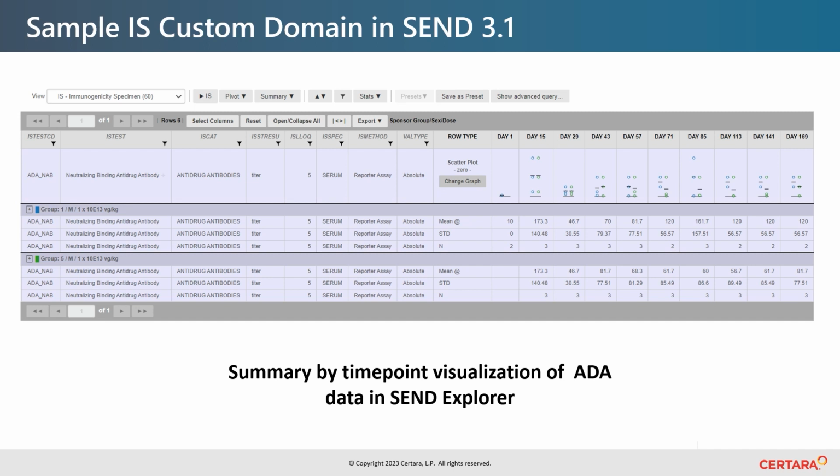This visualization contains summary data by sponsor group code, sex, and dose, pivoted by time point with an interactive thumbnail visualization for each time point that shows individual data plotted as well as the group mean value as the black dash. Subject data across each graph can be highlighted and the thumbnails can be enlarged for easier viewing and copying into presentations or other documents.